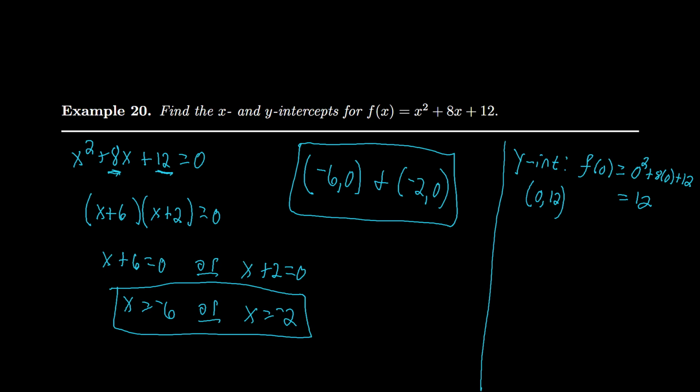I want to find the x and y intercepts for f of x is x squared plus 8x plus 12. And you'll notice that all the math's done here. I'm just going to walk you through it. So what I did was to find the y-intercept. Let's go over here and look at the y-intercept first.